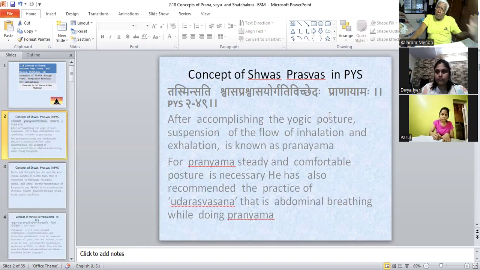Next, they define pranayama as per Patanjali Yoga Sutra. Define pranayama as per Hatha Yoga Pradipika. After accomplishing the yogic posture, we concentrate on this Shwasa Prashwasa. Suspension of the flow of inhalation and exhalation is known as pranayama. That is what Patanjali has stated. Steady and comfortable motion. He has also recommended practice of abdominal breathing while doing pranayama.